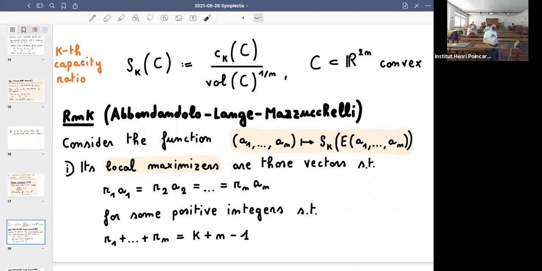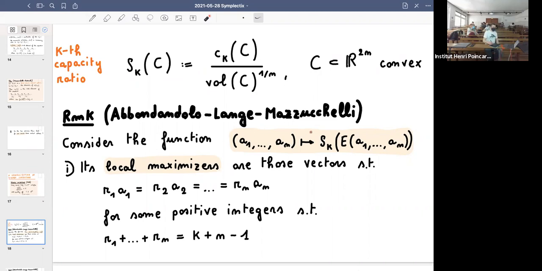So I denote by rho k of a convex body C in R2n the kth capacity ratio, which is the kth Ekeland-Hofer capacity of C divided by the volume of C to the power 1/n. Once again, n is the half dimension of the symplectic vector space. Here are two remarks, which are pretty much a combinatorial exercise. There's not really symplectic geometry for proving them, but they looked intriguing to us. So the first remark is the following.